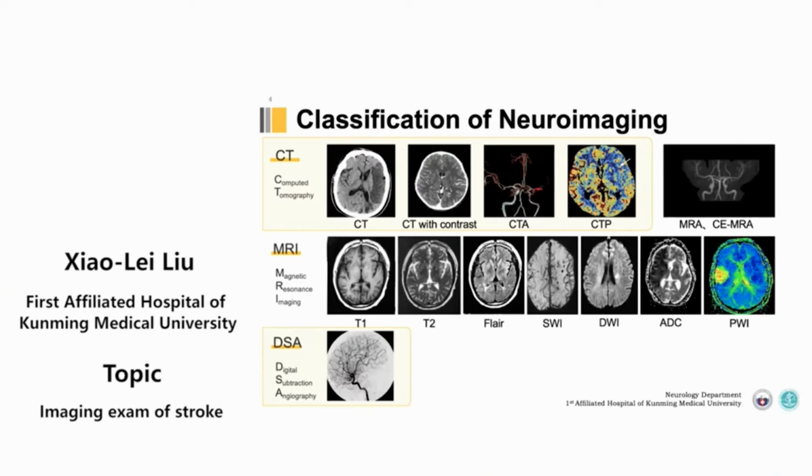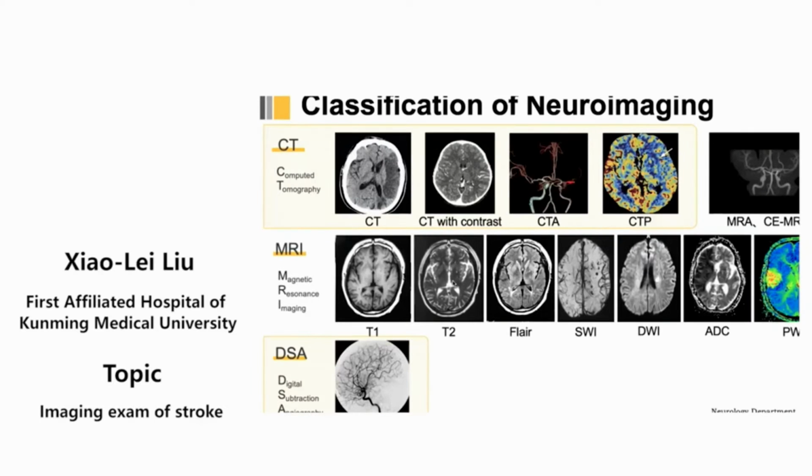And there are MRI with T1 weighted to see the structures, and T2 weighted to observe the lesions, and FLAIR, fluid attenuated inversion recovery, and SWAN, SWI, to detect small hemorrhagic foci and calcifications, and DWI, diffusion weighted image, plus ADC to determine the acute ischemic stroke, and PWI to evaluate the perfusion of the tissue, and MRA or CEMRA with contrast to observe the blood vessel.